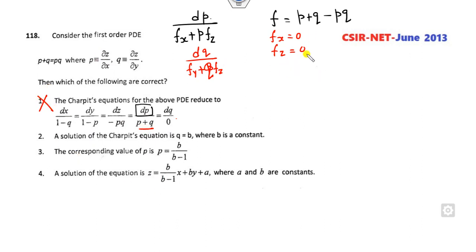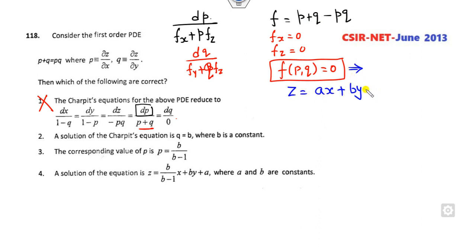Now the equation is p plus q minus ab. As I told you in my previous video also, whenever the partial differential equation is of this form, the solution is always of this nature, where p is equal to a and q is b. I can substitute here: a plus b minus ab is equal to 0. So I can find the value of p, that is a. What is a? a is b over b minus 1. So p is b over b minus 1, which is the correct option.